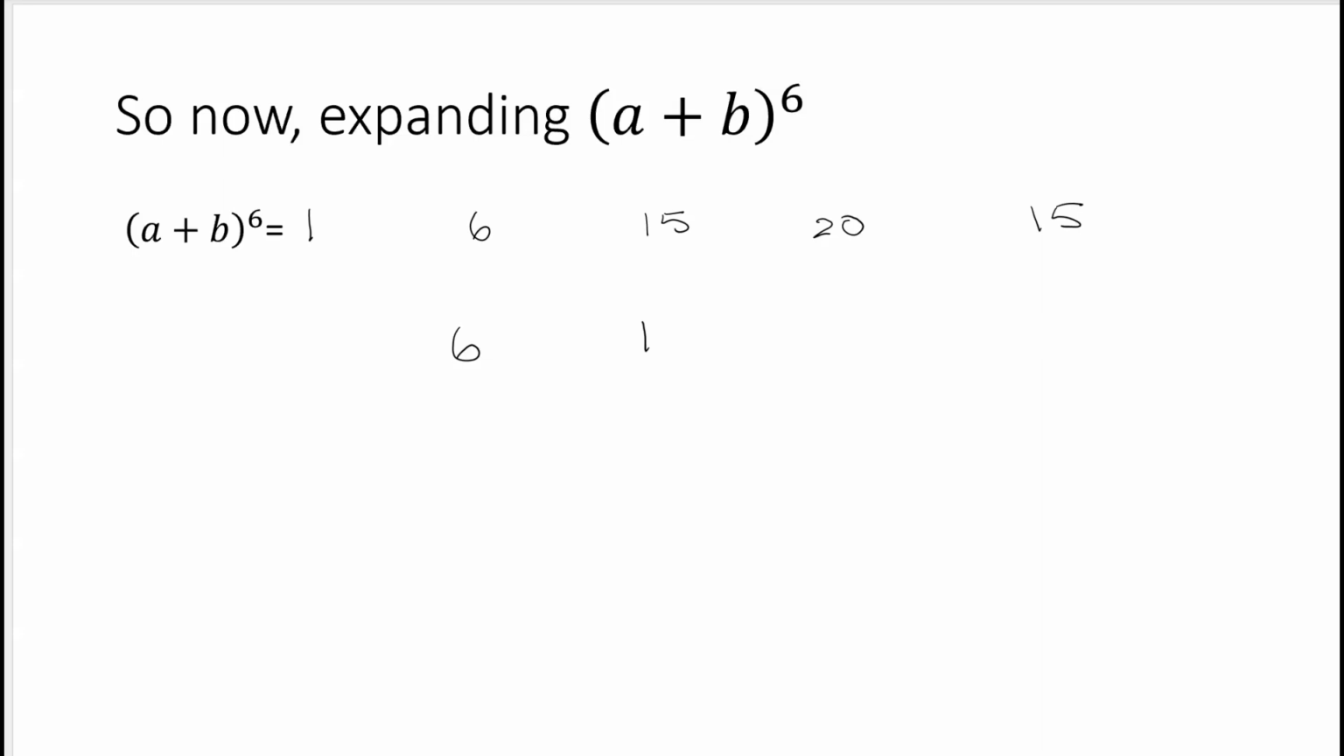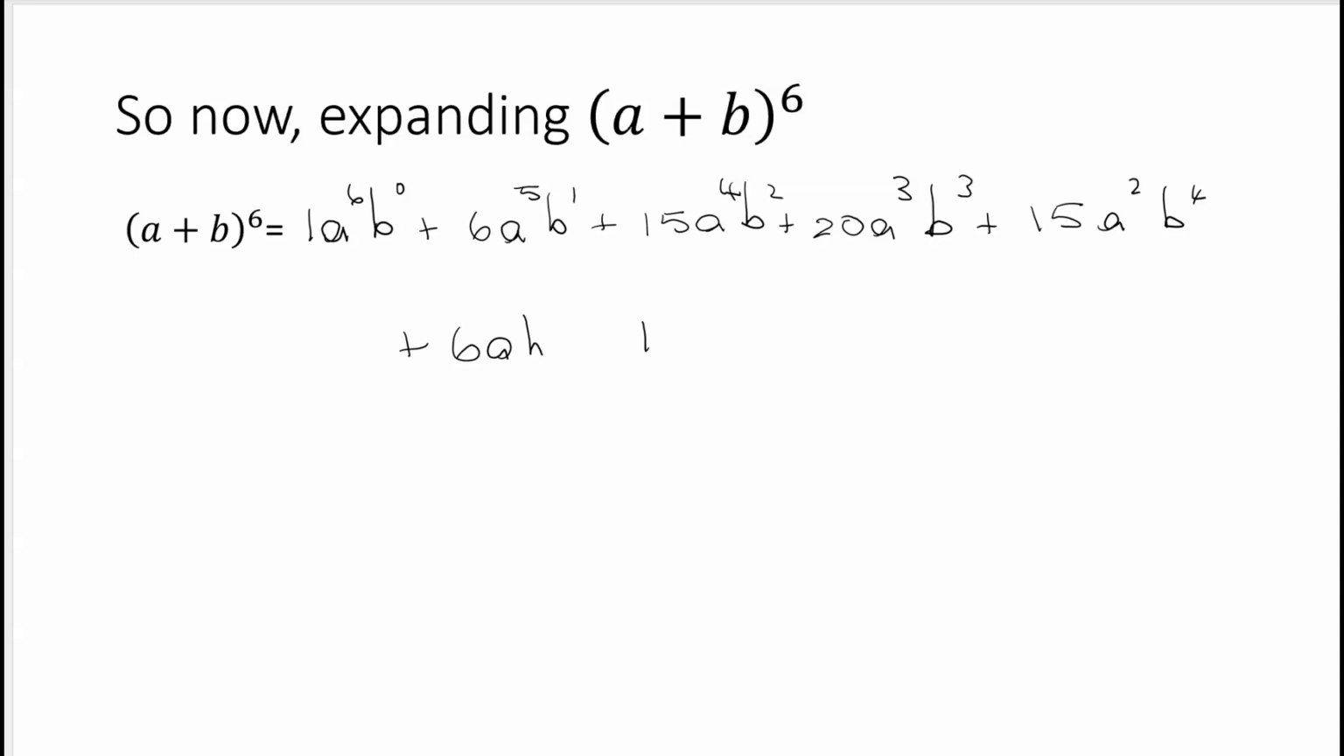So the first one is going to be a to the 6, b to the 0, plus a to the 5, b to the 1, plus a to the 4, b to the 2, plus a to the 3, b to the 3, plus a to the 2, b to the 4, plus 6a b to the power of 5, plus 1 a to the power of 0, b to the power of 6. Now, I can tidy that up. There are some things in there I don't need, but I can just take out the 1 and the b to the power of 0, because b to the power of 0 is 1.